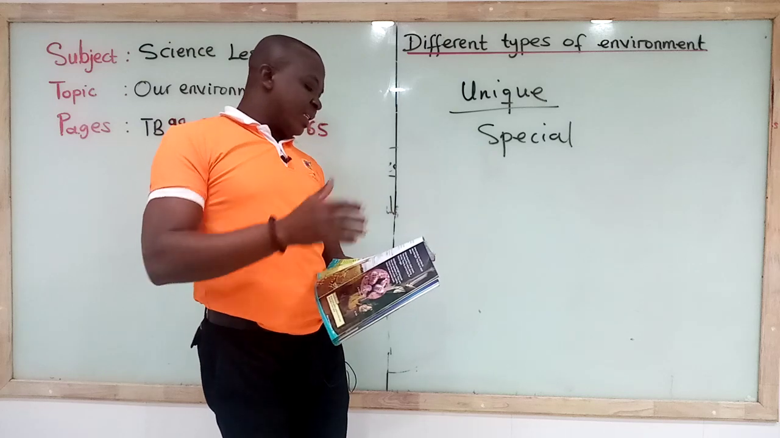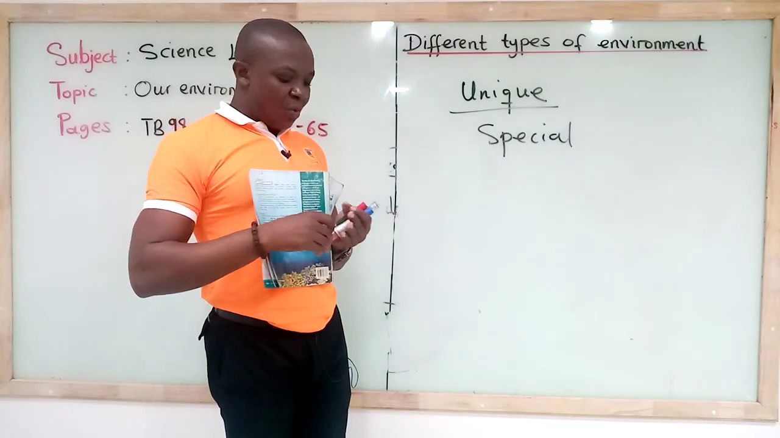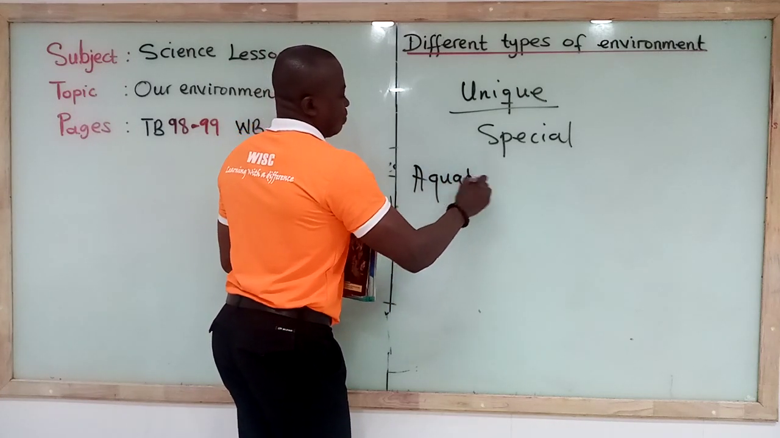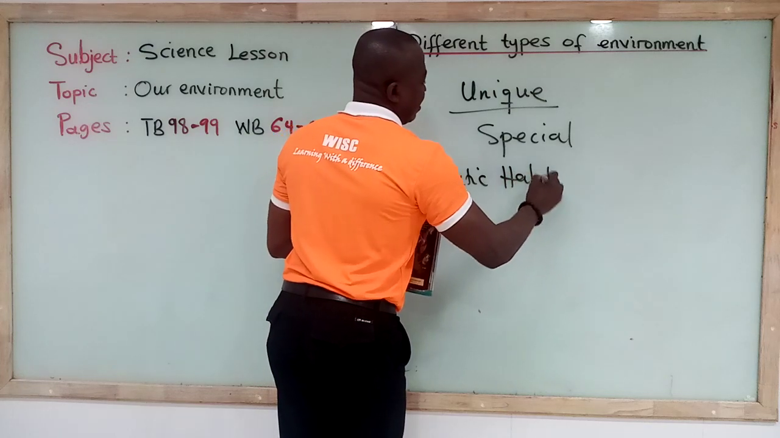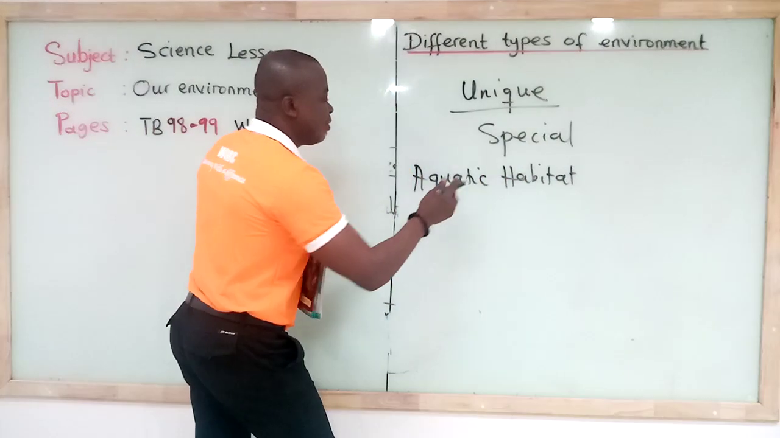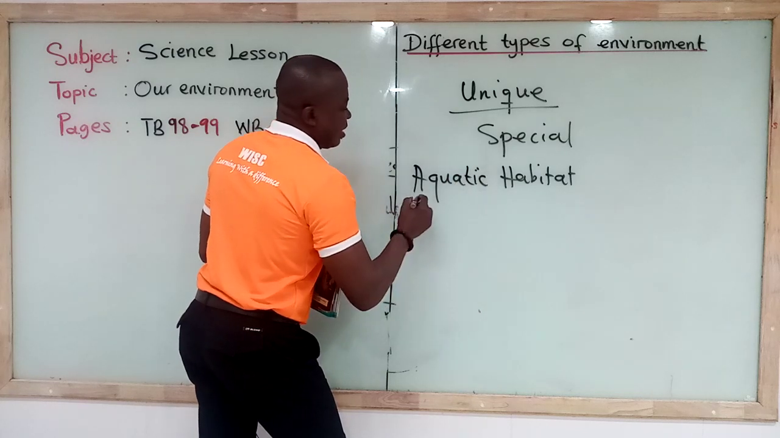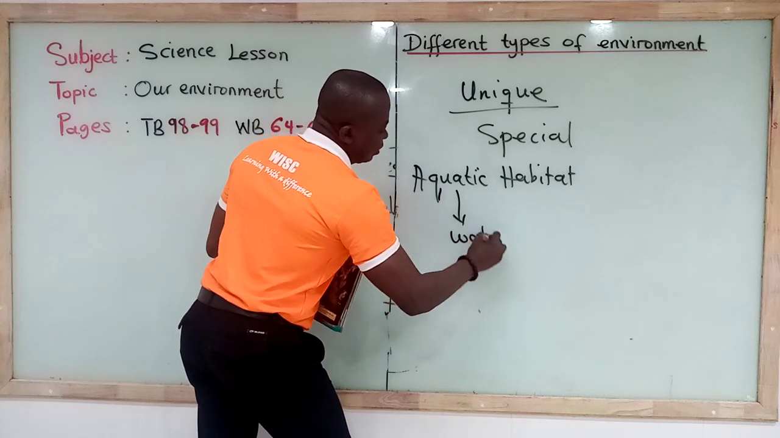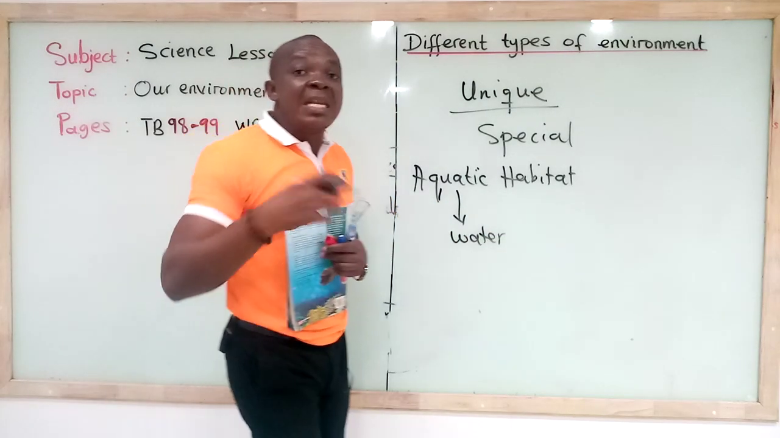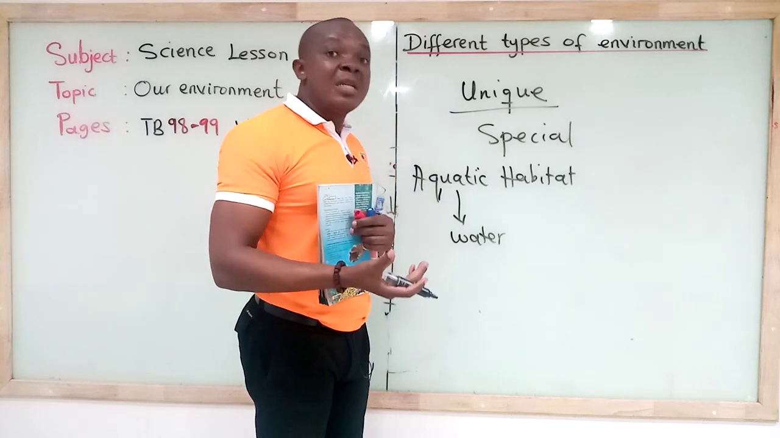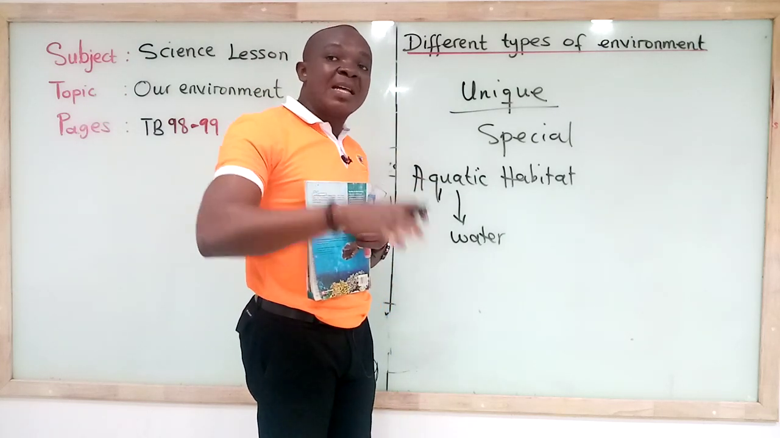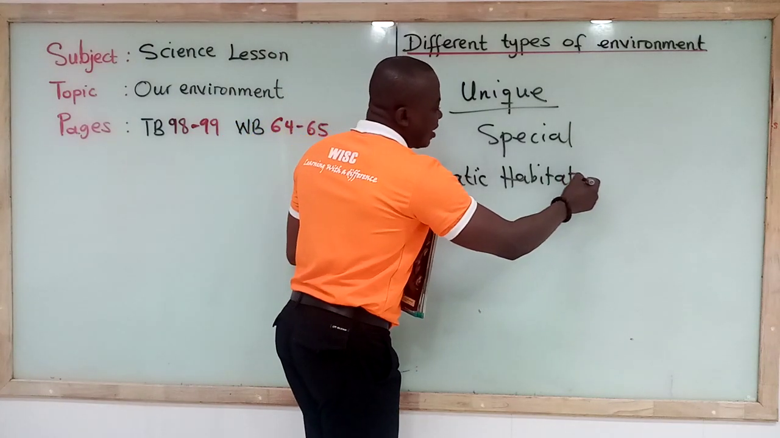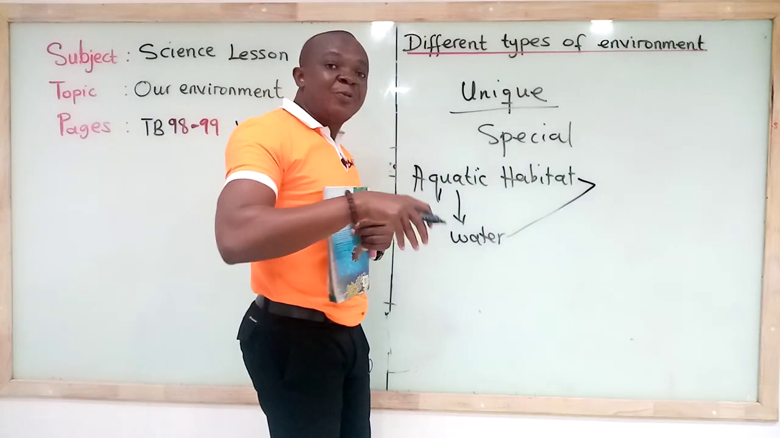And we talked about aquatic habitat. Anytime you hear the word aquatic, what comes to your mind? Aquatic means water. So we are talking about organisms that live in water. We have fish that live in water. We have plants that also live in water, isn't it? So this aquatic habitat also has special characteristics that support the life of its organisms.